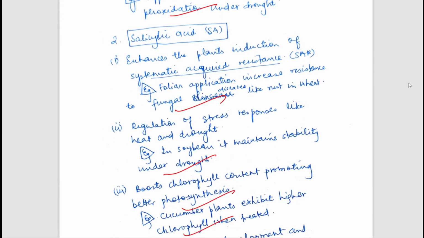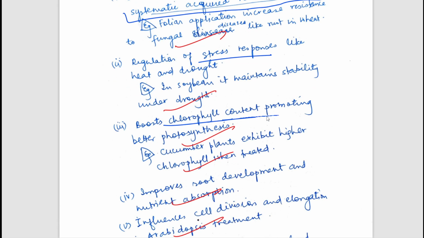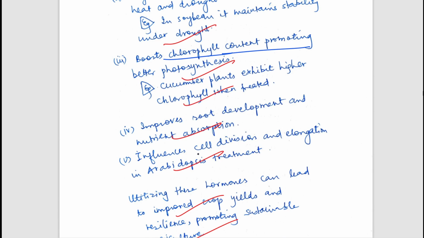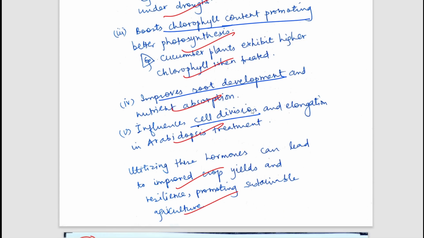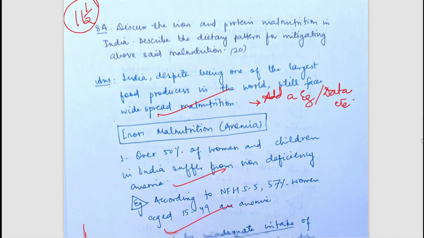Now, how is salicylic acid helpful? It enhances plants' induction of systemic acquired resistance, that is SAR. It regulates stress response. It boosts chlorophyll content, promoting better photosynthesis. It improves root development. It induces cell division. The four written points have been mentioned. You can simply pause and read it. Now let's move to the next question.